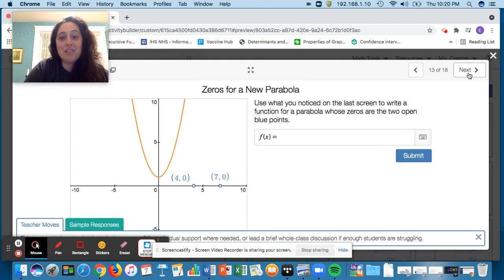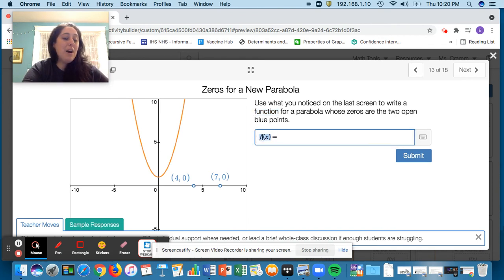Okay, so let's go to 13. Okay, use what you noticed on the last screen to write a function for a parabola. And remember, function is just a fancy word for equation. All right. And it's usually an equation that instead of being started with a y, it started with an f of x. All right. Okay. So whose zeros are the 2 open blue points? All right. So here I can't drag anything. I've actually got to write it.